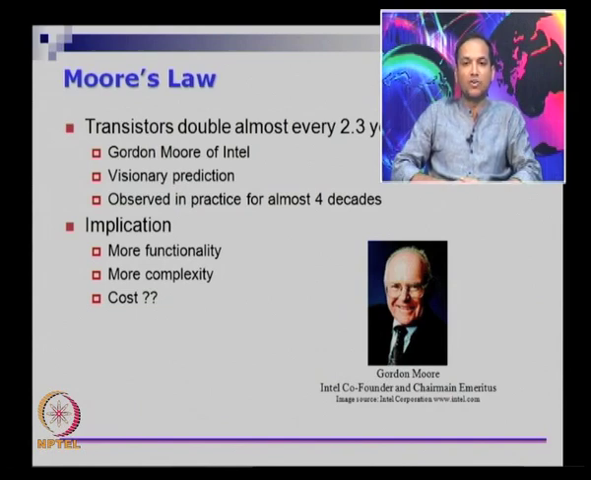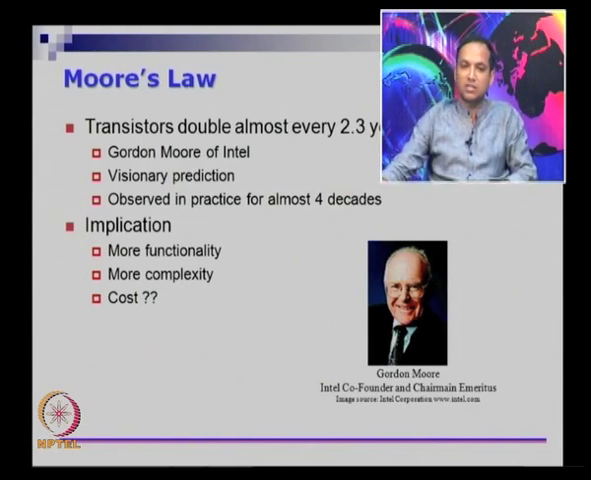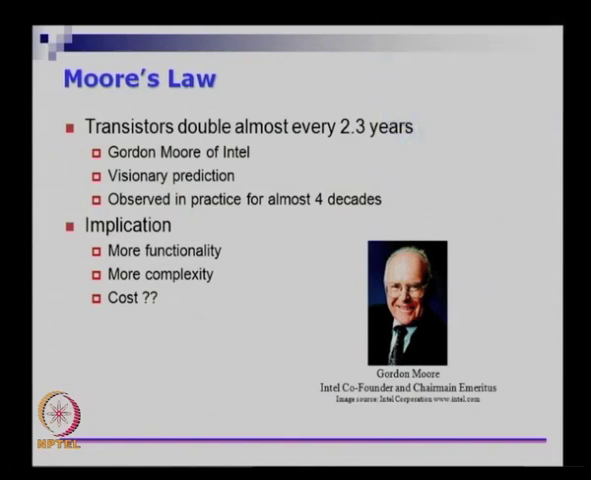He was the founder, co-founder in fact, of Intel, and the implication of this law is that because you are given twice the number of transistors or logical elements, you can have more functionality with it. It gets more complex because you are dealing with many more components, but the cost roughly remains the same. Actually, when you go from one node to the other, the cost does not change so much, even though every 2 years or so the functionality that you get from these processors increases. They are increasingly more complex. The cost of these chips roughly remains the same.